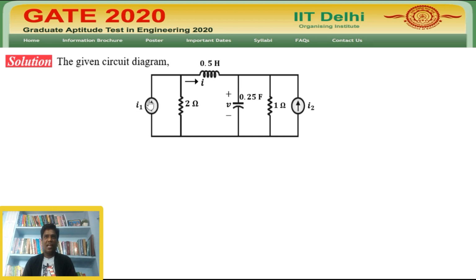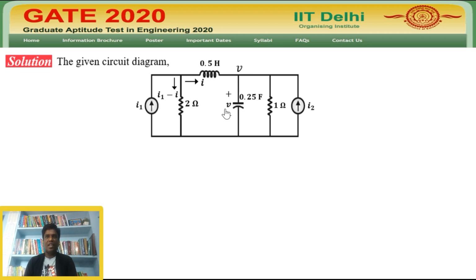In this circuit, the current I1 is originating here. This I1 current has the possibility to move in two directions. The first one, the current through the inductor is I1. This notation is already given in the question paper. Second one, the current passing through the 2 ohm resistor is the subtraction of I1 and I, which is I1 minus I.